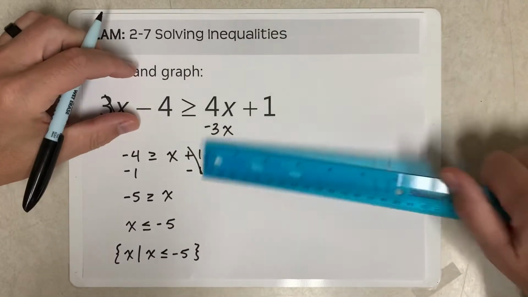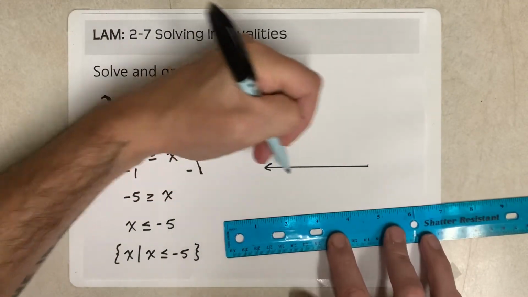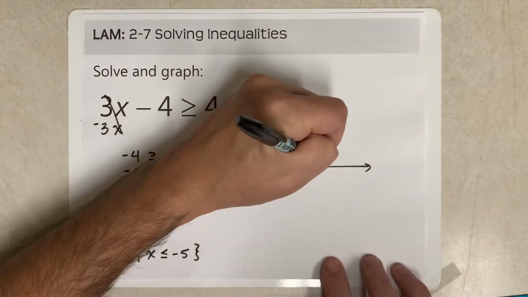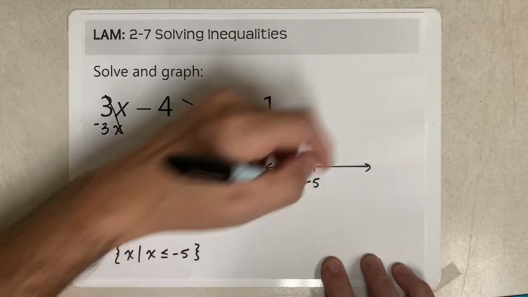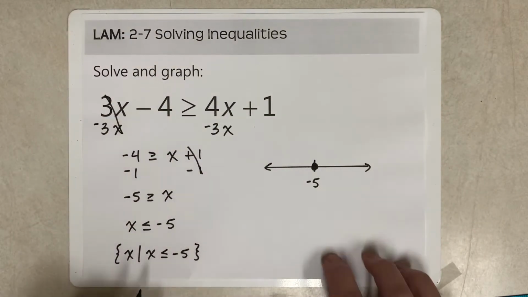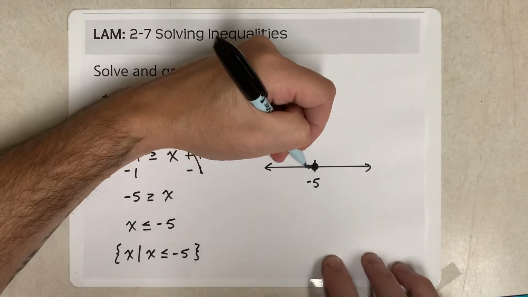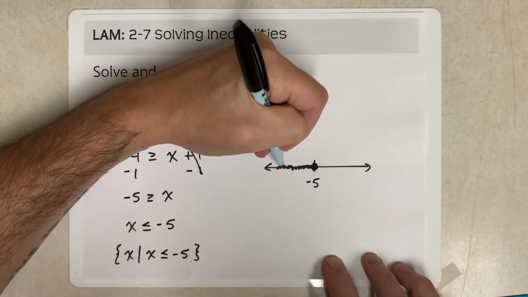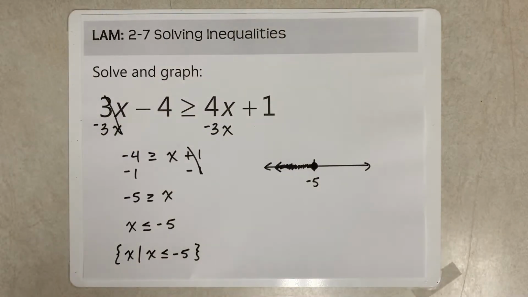All right, so now we're going to graph it. On my graph, the only number I have to have on there is negative 5, right in the middle. It is going to be a closed circle, because I do have an equals part on there. And since the variable is on the left, and the arrow is pointing to the left, I can shade to the left. And just shade that real good like that. Put your arrow on there, and that one is done.